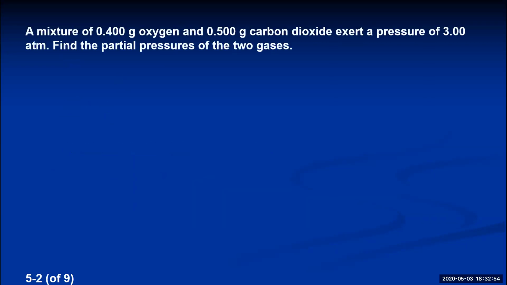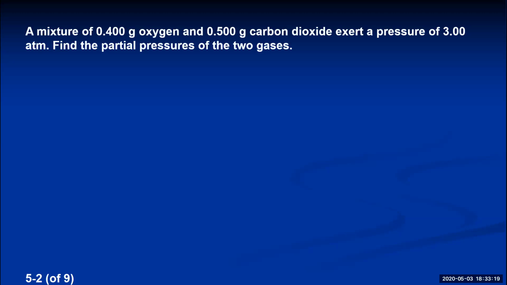Let's try this. A mixture of 0.400 grams of oxygen and 0.500 grams of carbon dioxide exert a pressure of 3.00 atmospheres. Find the partial pressures of the two gases. Take a minute and see if you can actually do this calculation where you determine their partial pressures.